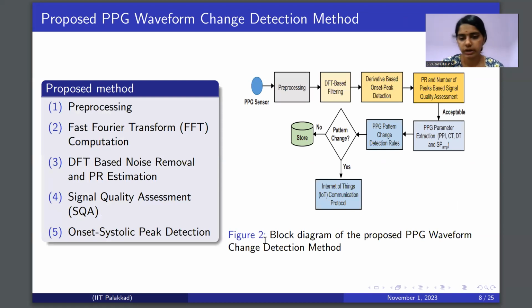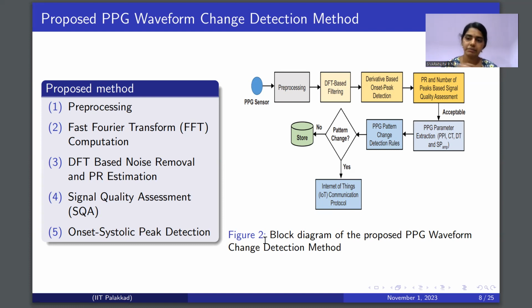The figure shows the block diagram of the proposed PPG waveform change detection method. The main steps of this method include the pre-processing step, followed by the DFT-based filtering, which includes the fast Fourier transform computation and the DFT-based noise removal and pulse rate estimation. In the next step, we have the derivative-based onset and peak detection, followed by the signal quality assessment using the pulse rate and the number of peaks detected from the previous step.